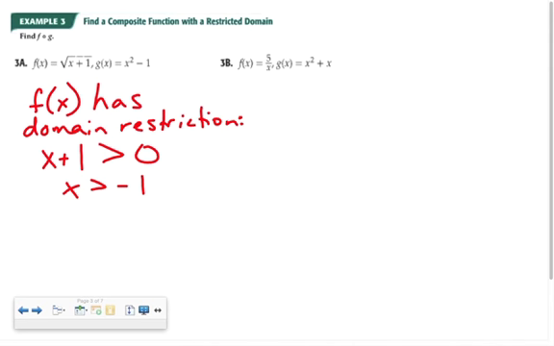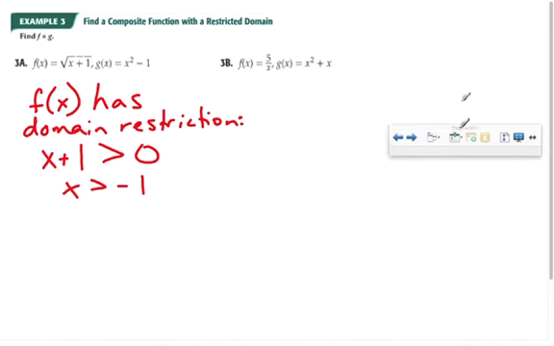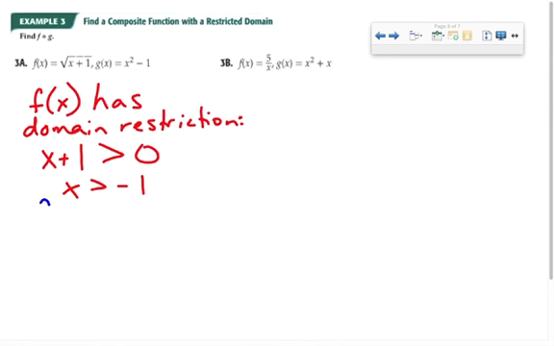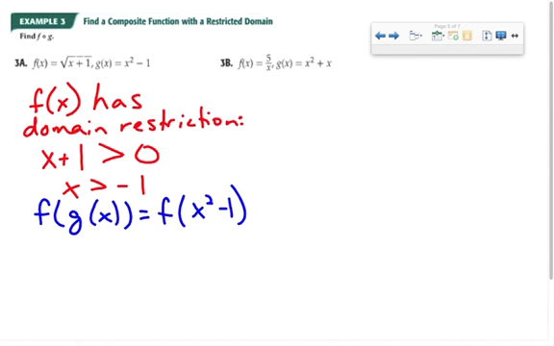Okay, so I make sure that I have my domain restriction in mind when I go ahead and do the exact same thing that we just finished doing in the last screen. The f of g of x means that I'm taking the f of x squared minus 1.